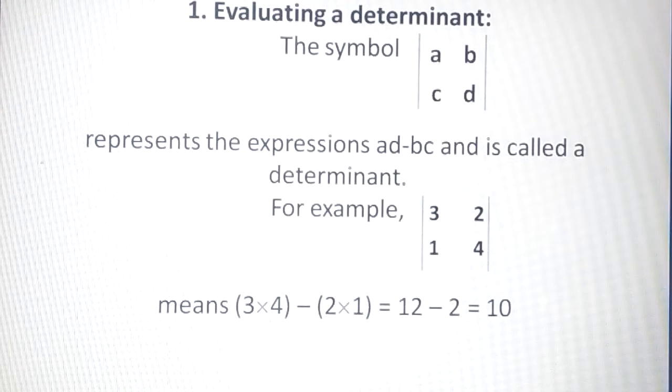Now, according to the rule, we will make cross multiplication. So, 3 by 4 and 2 by 1. But we want to know the difference between the cross products. So, 3 into 4 is equal to 12 and 2 into 1 is equal to 2. The minus symbol is there. So, 12 minus 2 is equal to 10.